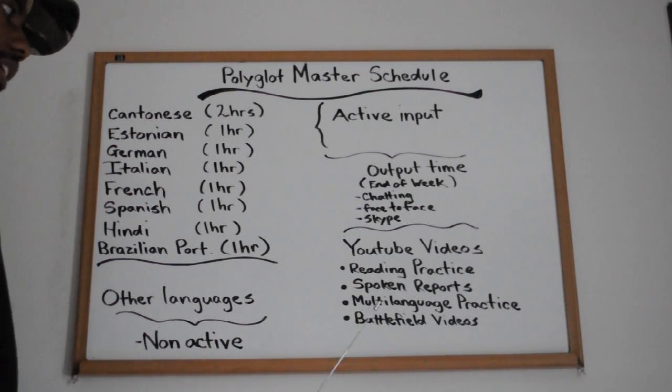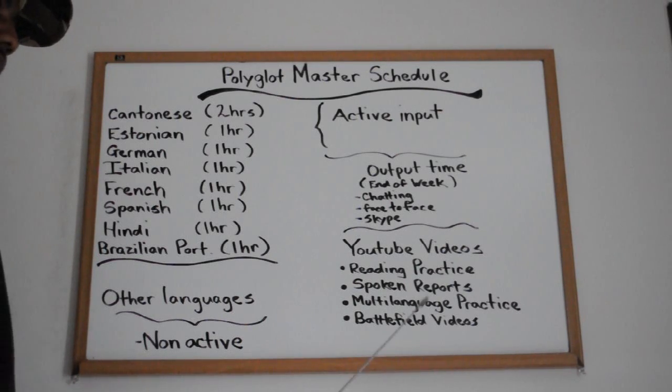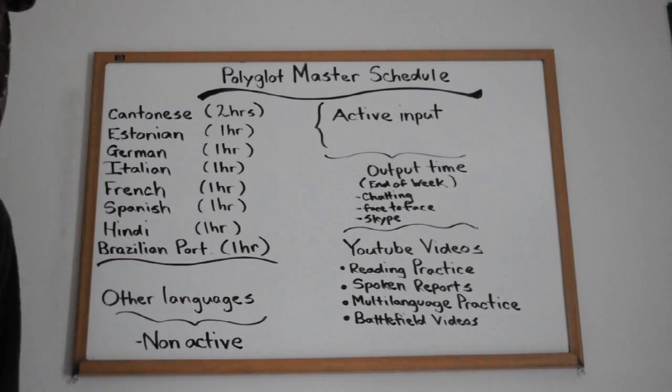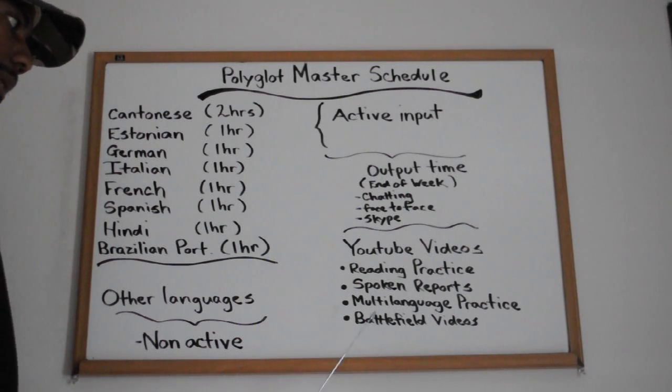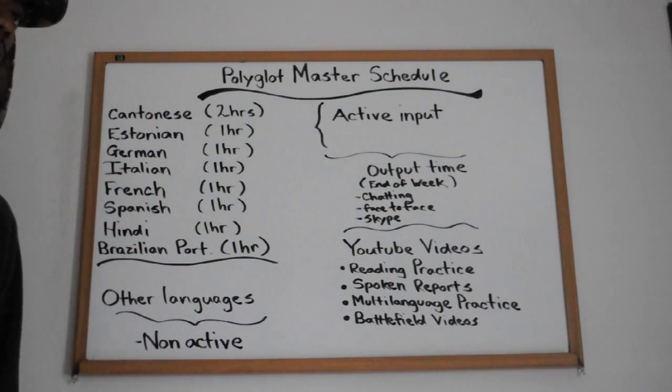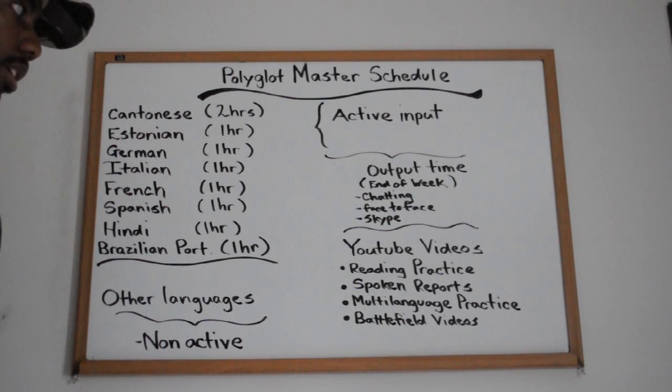All right, multi-language practice videos. Like before, you guys saw me do the Muppet Babies video. I still have those. I have some more of those coming out, and I will continue with those type of videos. Battlefield videos are basically the videos where I go to a restaurant and practice with native speakers. I've made a few of those already. So that's what's going to happen. This is the Polyglot Master Schedule.